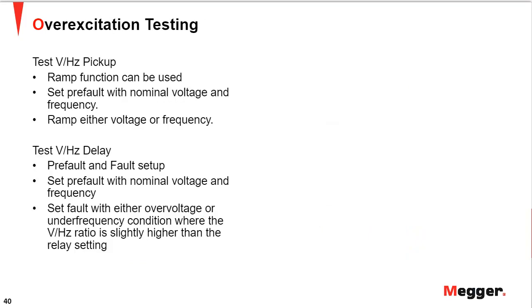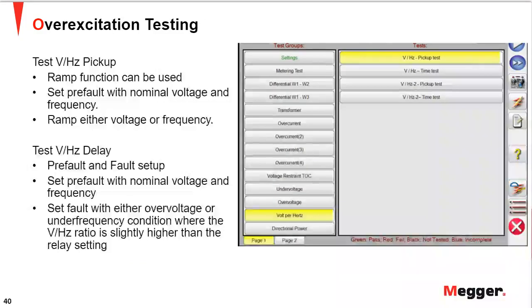The different tests we need to perform for a volts per hertz function are that we would do a pickup test, and then we do a time test. This is for level 1, and then the same test we need to repeat for level 2 as well. These are some tests we would perform. So to perform a pickup test, you can again use a ramp function.